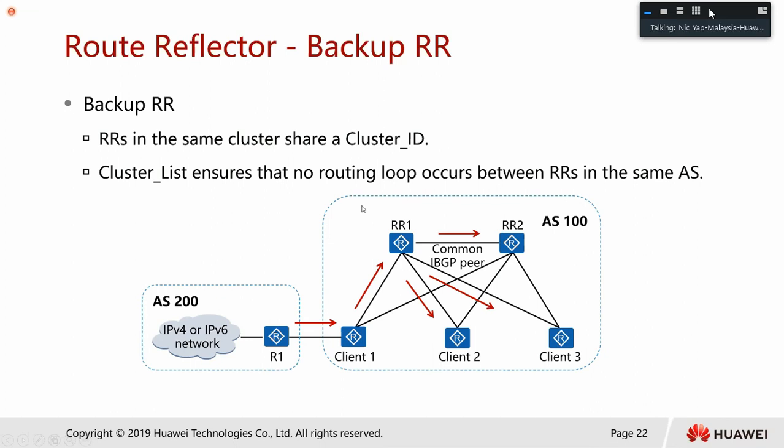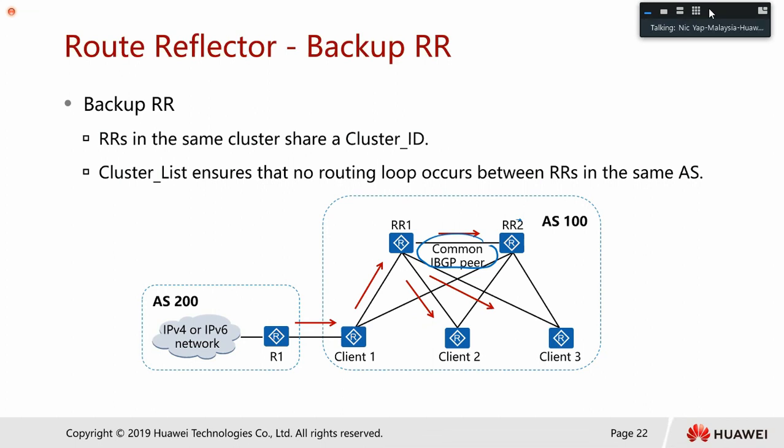In this example, I have RR1 and RR2 just using a common IBGP peering. This is not a client of this, and this is not a client of this. Whichever route I receive from the client, I reflect to you. When I receive from the non-client, I reflect as well. So I will keep on reflecting the information when I provide as a backup RR. That is what they can provide.